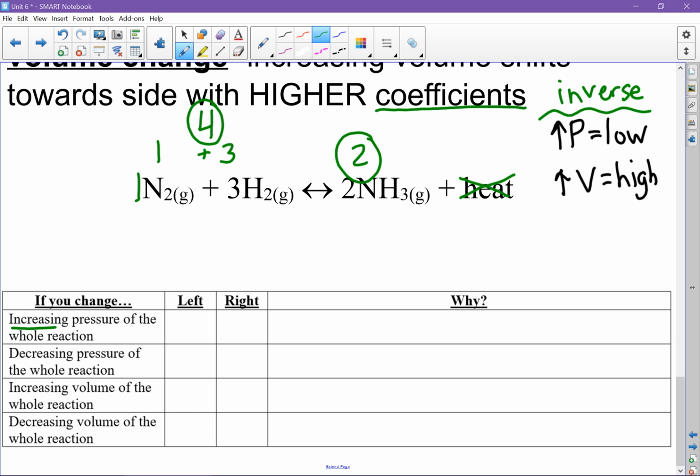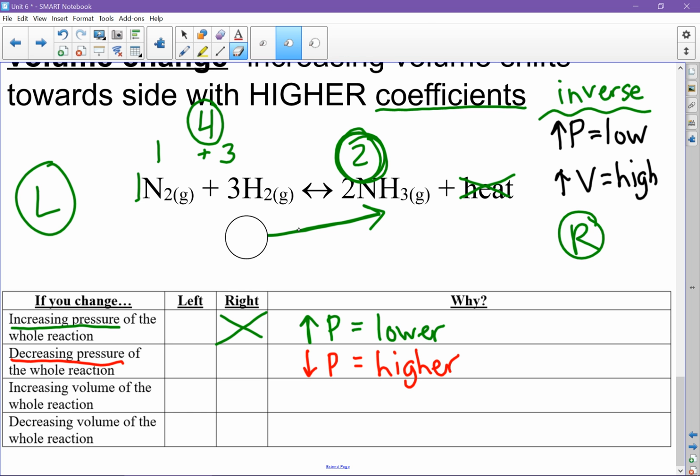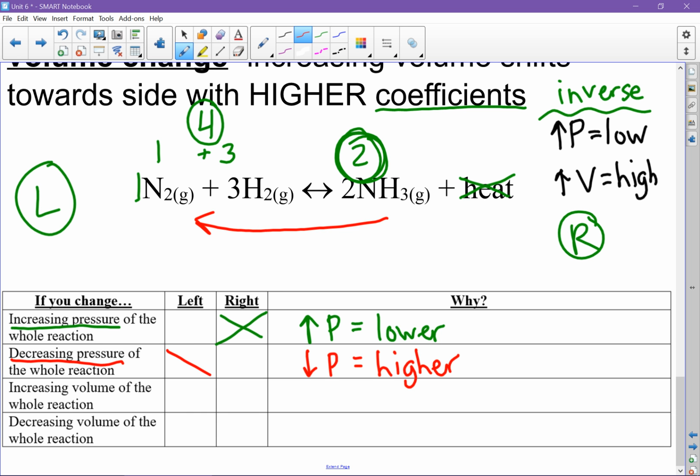So let's first think about increasing pressure. So think about the y. If I increase the pressure, we're going to go towards the lower side. The lower side here is the 2. If I shift the reaction towards that, let's put right and left again, don't want to mix that up, then we are going towards the right because that is the side with the lower coefficients. If I decrease the pressure, then it's going to be opposite. Then we're going to go towards the higher side. So if I look at my coefficients there, the higher side is the 4. So if I go towards that total coefficients of 4, then we're going to the left.